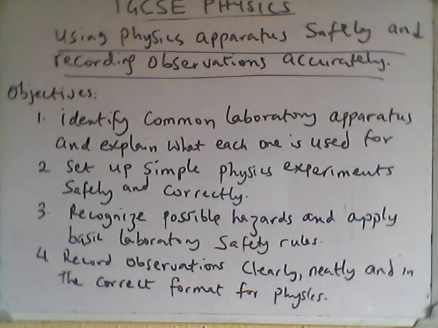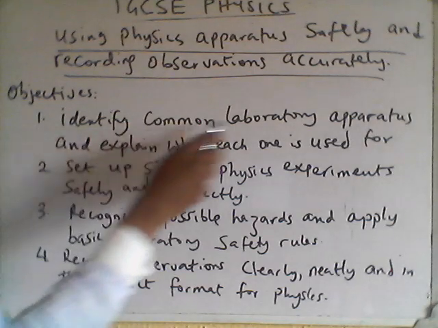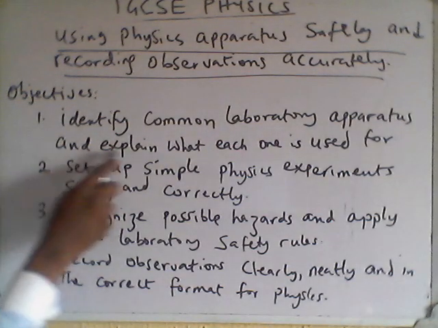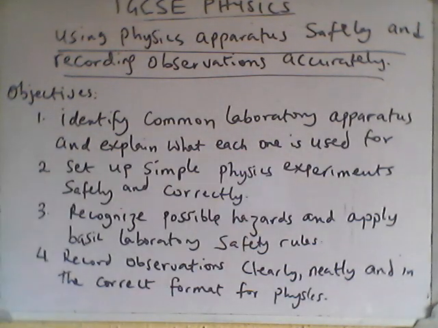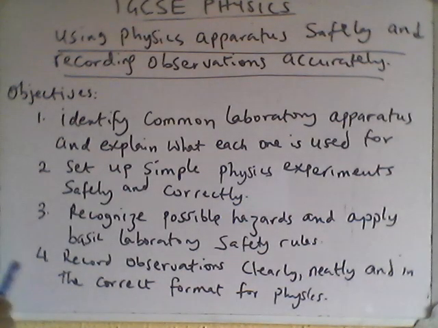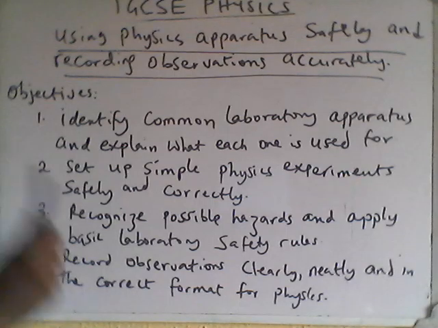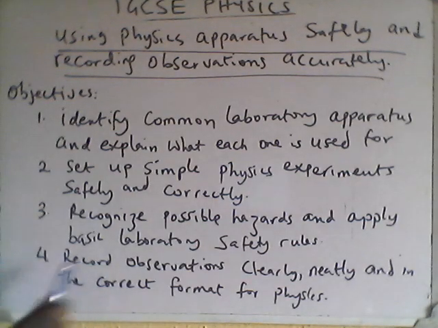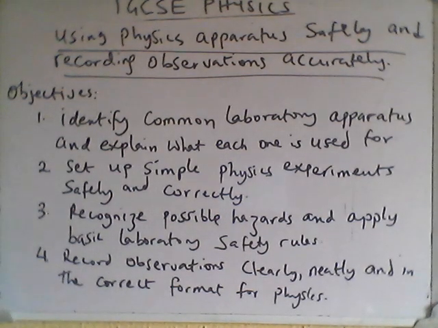At the end of the lesson, we'll be able to identify common laboratory apparatus and explain what each one is used for. Number 2 objective is to set up simple physics experiments safely and correctly. Number 3 objective is to recognize possible hazards and apply basic laboratory safety rules. Number 4, record observations clearly, neatly, and in the correct format for physics.